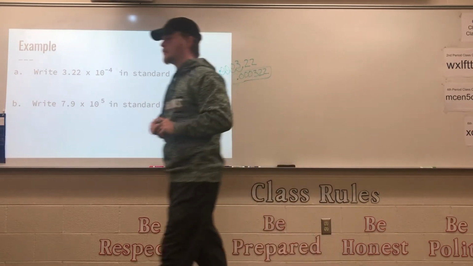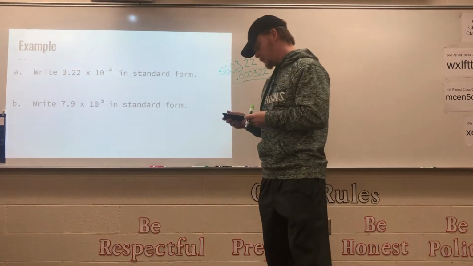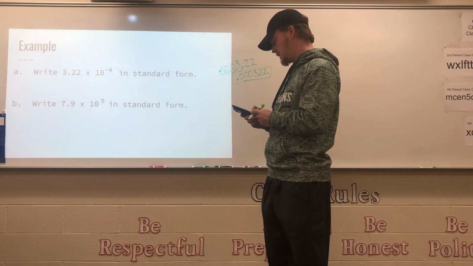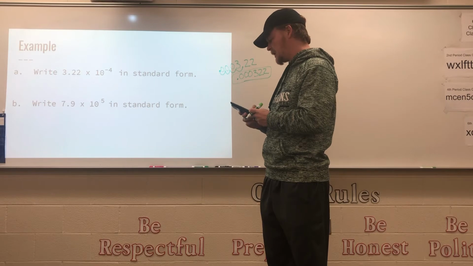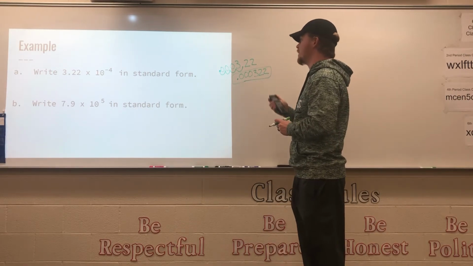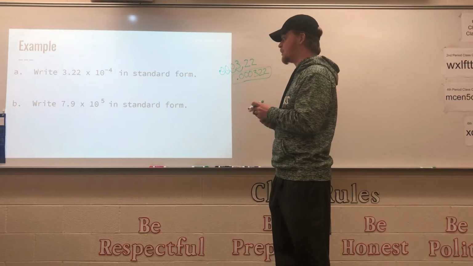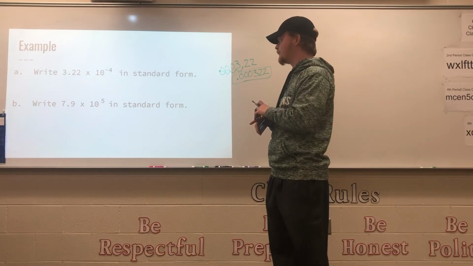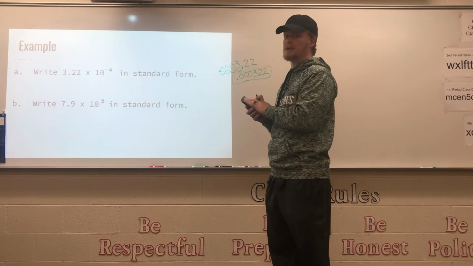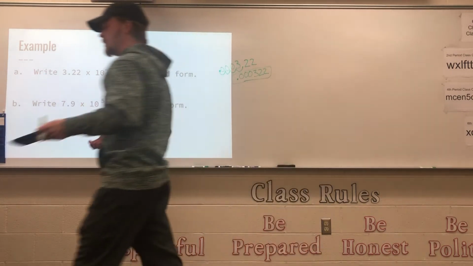Let me check. If you plug that in your calculator, 3.22 times 10 to the negative fourth, you'll get that exact answer, 0.000322. Unfortunately, sometimes you can't always rely on the calculator, because if you get too big of an exponent, like 9, 10, 11, 12, and so on, it won't show up on your calculator in standard form. So you have to make sure you know how to move those decimal points.